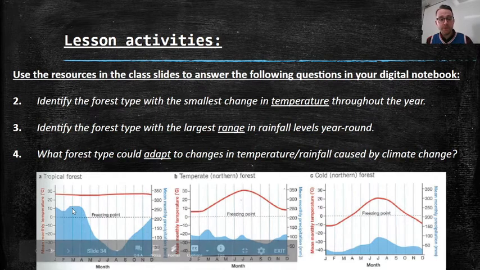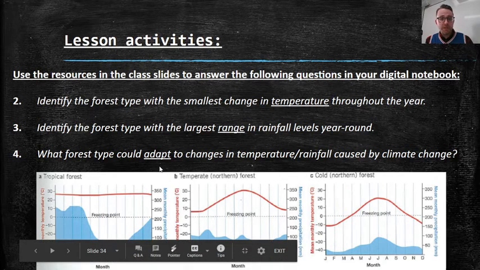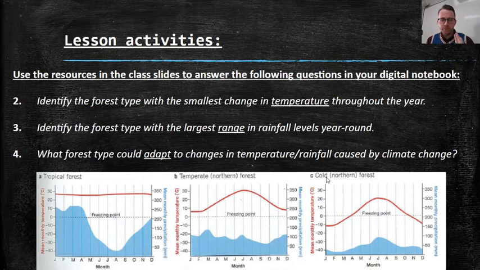So in a tropical forest, you see that red line, not much change occurring. In a temperate forest, you're seeing it gets a bit hotter in the middle of the year, around May, June, July, then it kind of cools down a bit. Northern forest, same thing. That's a, what do you call it? Boreal or coniferous forest, I should say. Cold, snow, think coniferous. So you're looking for question 2, smallest change in temperature throughout the year. You're just writing down the name of one of those 3 forests.